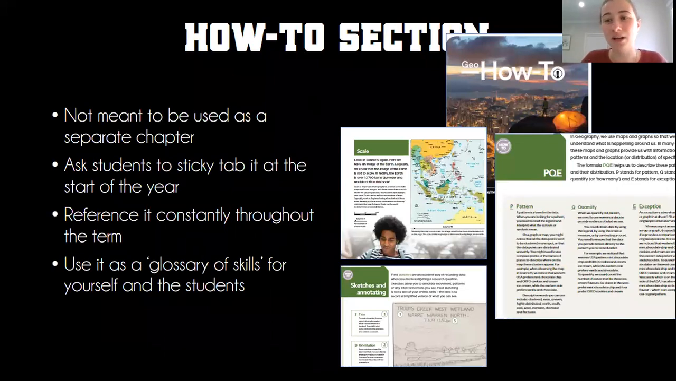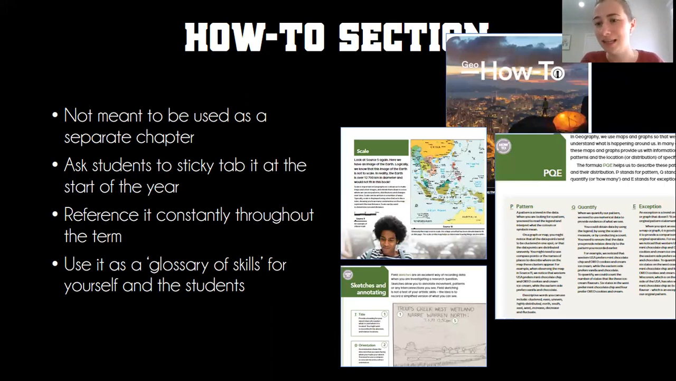So as a result, the how-to section shouldn't be used as a separate chapter. It shouldn't be like, all right, let's look through the how-to chapter. Cool, you guys know the skills now. Let's focus on the content. It should be one of those chapters, again, you stick a tab, and that you constantly are flipping back to all the time. You'll notice at the bottom of each question block on each of the spreads, there's references to the how-to guide. So students, as they're working through the questions, should be flipping back and forth, asking, how do I do that again?